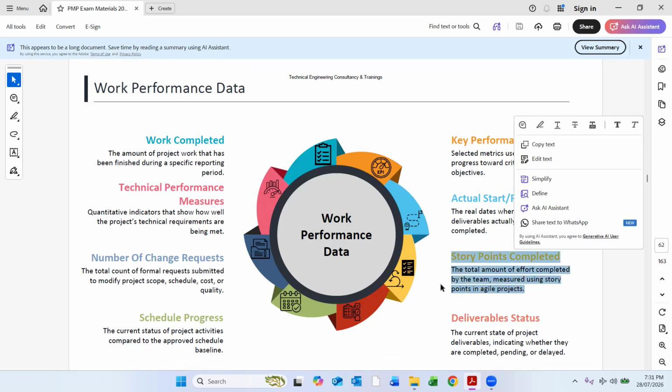Okay, story points completed. So actually it's part of agile. Here I can see it's part of the agile. The total amount of effort completed by the team measured using story points in agile projects.